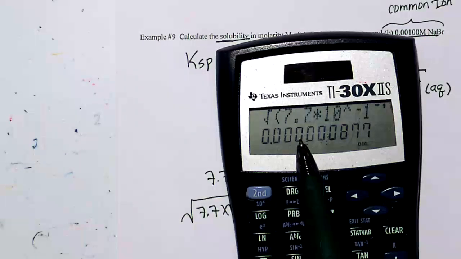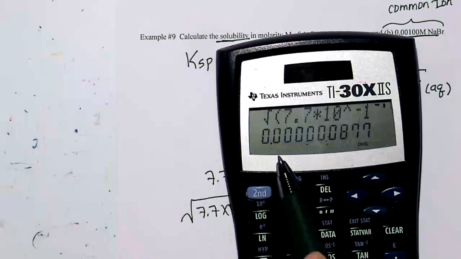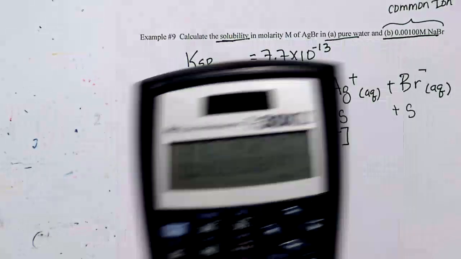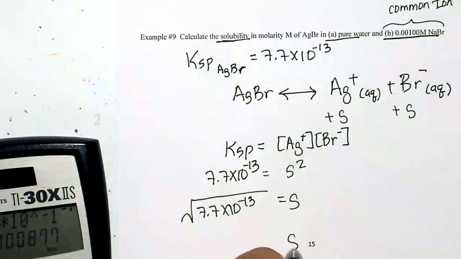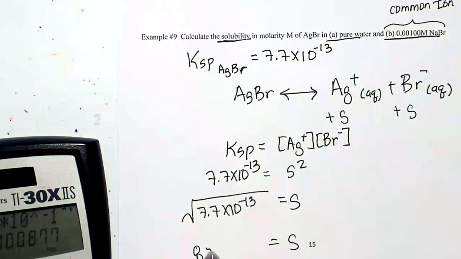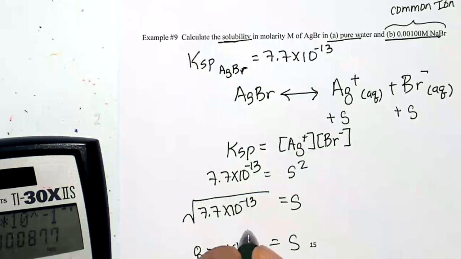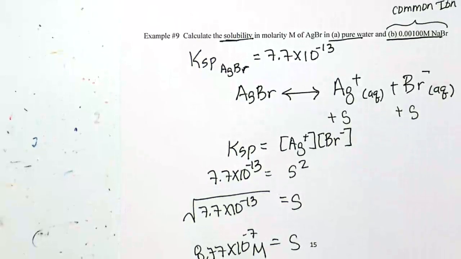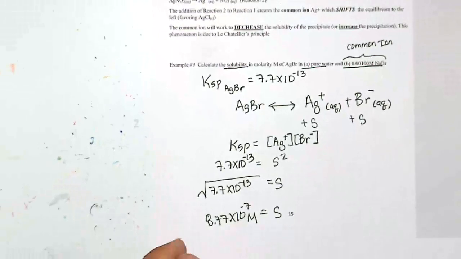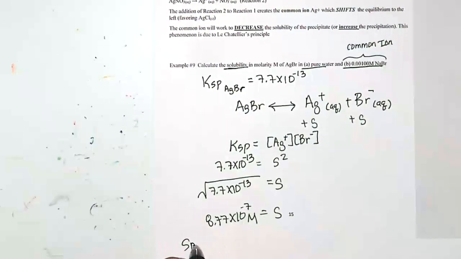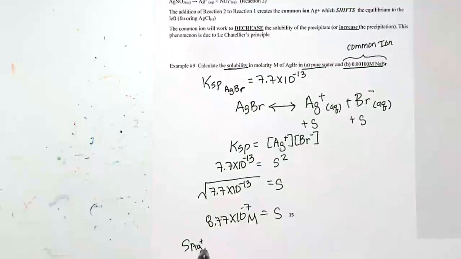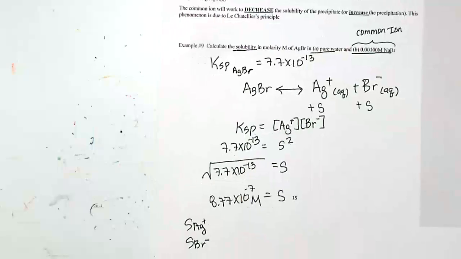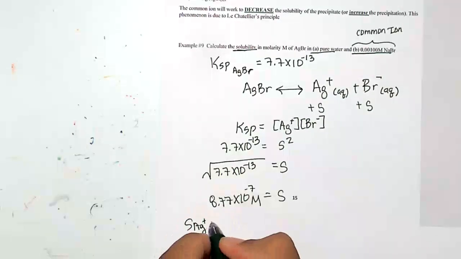.77 times 10 to the 7, right? 8.77 times 10 to the minus 7. By the way, this is in molar solubility. You want to put in the units in molar. Okay? So this is the solubility of Ag plus. Because it's a 1-to-1 ratio, it's also the solubility of Br minus.